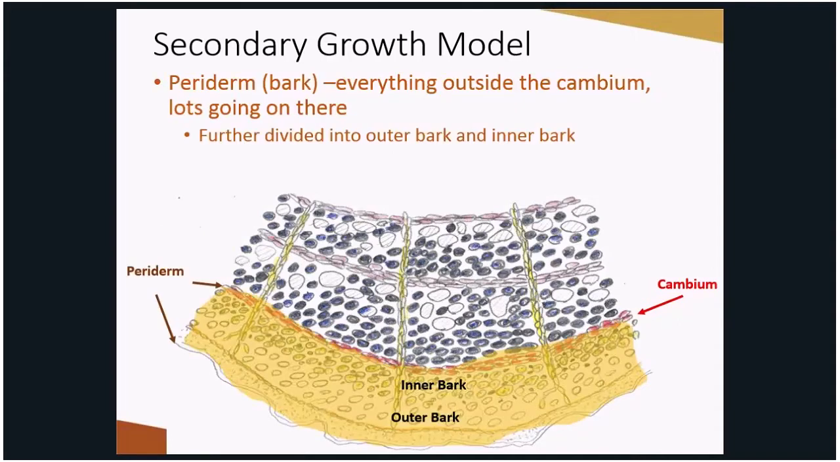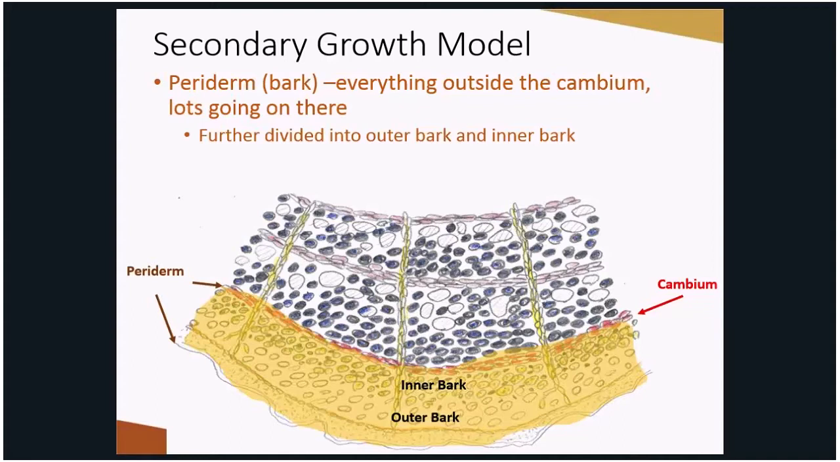Moving through the rest of this secondary growth model, the periderm, or the bark, is everything outside of that cambium layer, and it's actually divided into inner bark and outer bark. There certainly is a lot going on there. This is the growing, living part, just a lot of activity in the tree happens right there.